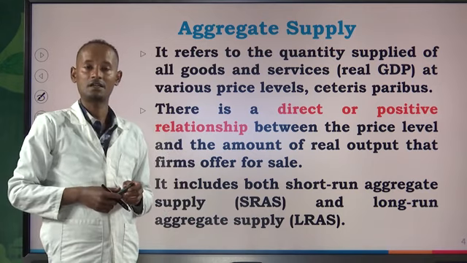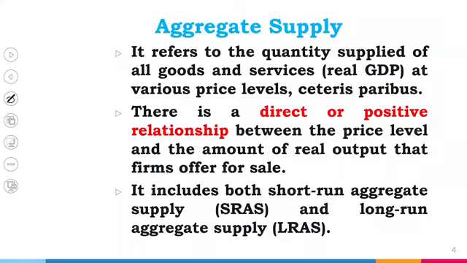Today we are going to see the aggregate supply, which refers to the quantity supplied of all goods and services, or real GDP, at various price levels, ceteris paribus. There is a direct relationship between the aggregate quantity supplied and the general price level. That means as the general price level increases, the aggregate quantity supplied will increase, and with the fall in the general price level, the aggregate quantity supplied will decline. So due to this direct relationship, the slope of the aggregate supply curve is positive.